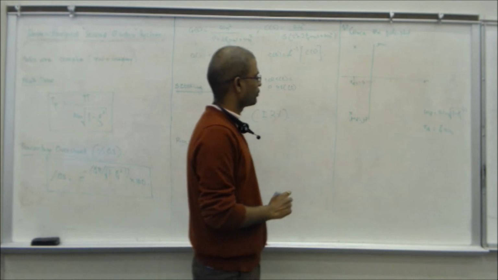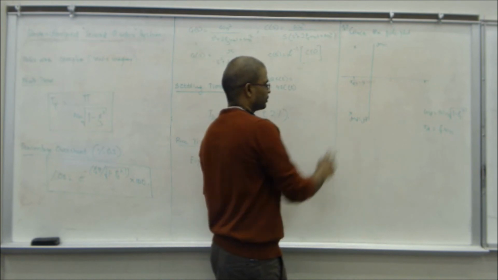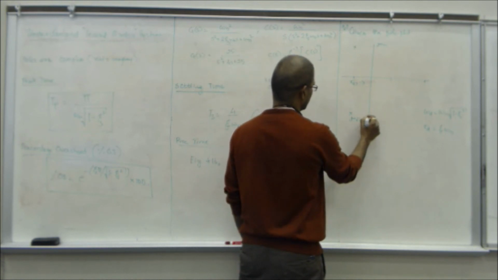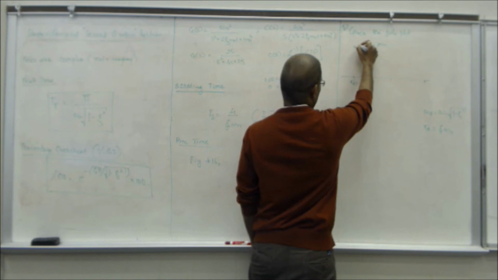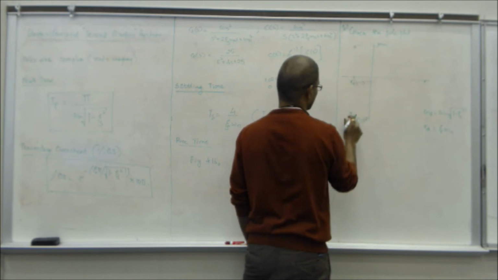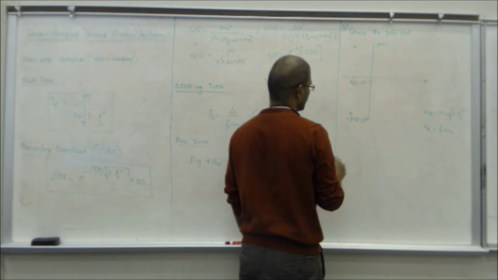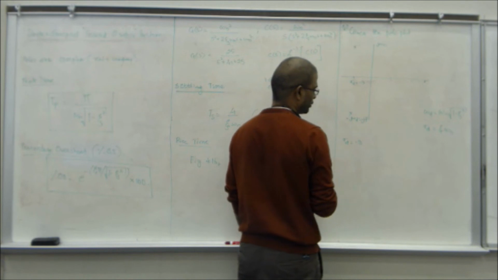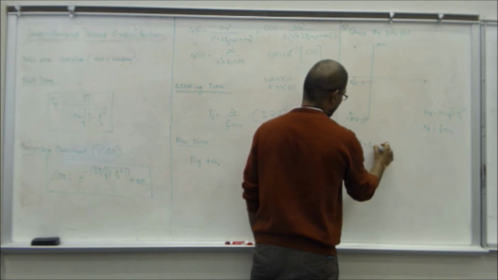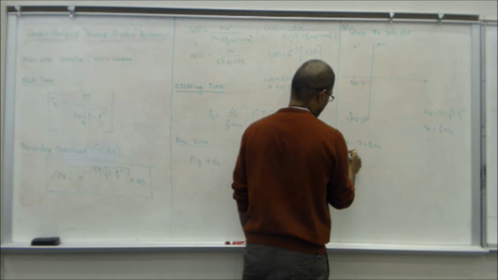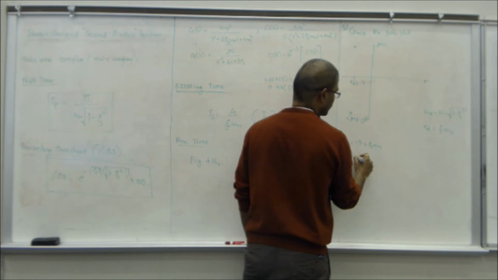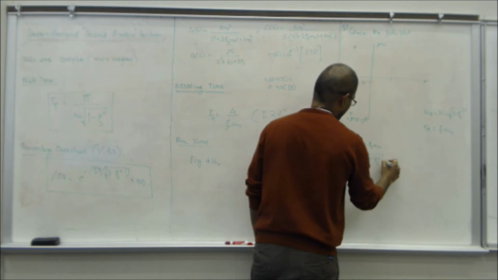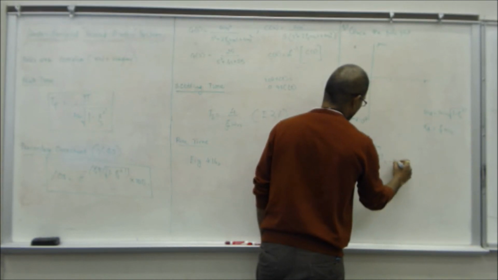Okay, so if you have this, what is omega d here? So you can say sigma d is equal to minus 3, which is zeta omega n, and omega d is equal to omega n into root of 1 minus zeta square, which is minus 3.